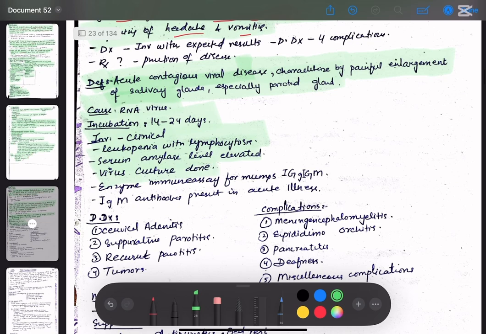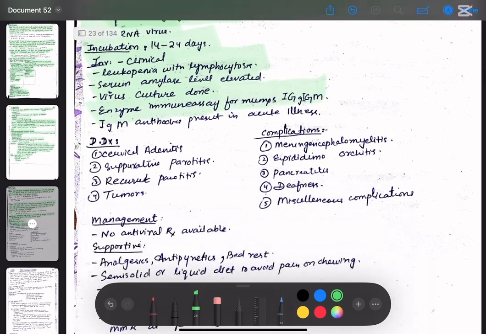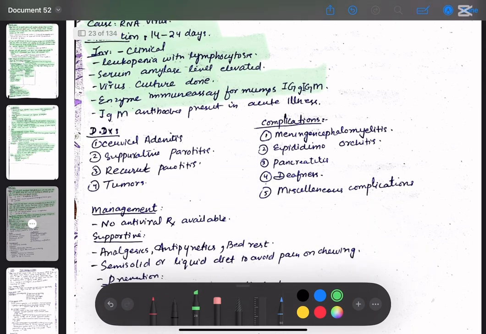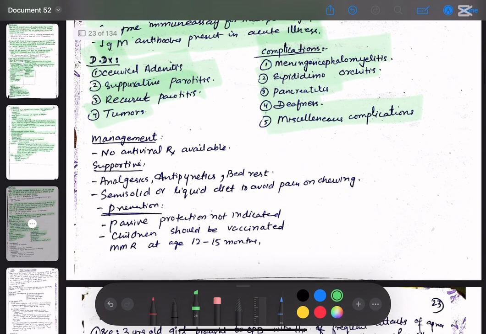Virus culture is done, and enzyme immunoassay for mumps is done, that is IgG and IgM are checked. IgM antibodies are present in acute illness. The differential diagnoses of mumps are cervical adenitis, suppurative parotitis, recurrent parotitis, and tumors. And the complications are meningoencephalomyelitis, epididymo-orchitis, pancreatitis, deafness, and miscellaneous complications.